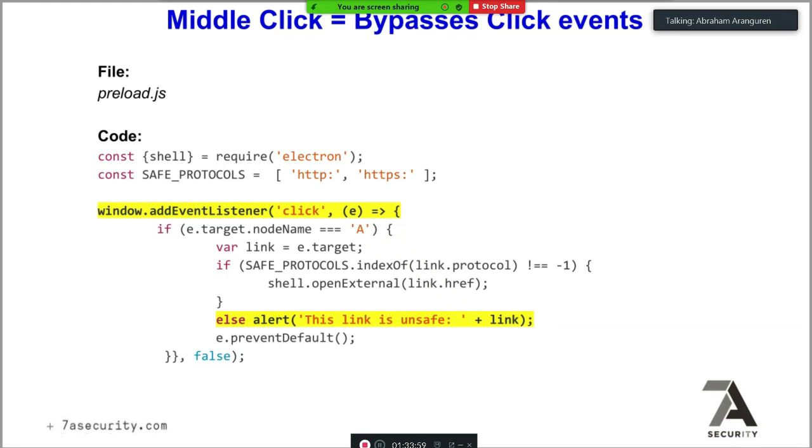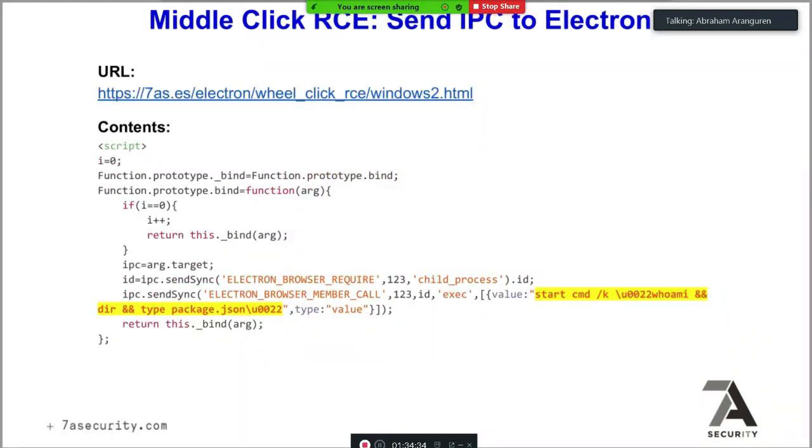Now another thing to look at is the middle click, right? The middle click is going to bypass click events. So here we have all these checks that we saw before with Electron, and it's checking if the link is safe or not, and it's doing so correctly. But this is using the click event listener. So if the user, instead of clicking, does a middle click, it will bypass this check, right? So this is another possible way to gain code execution.